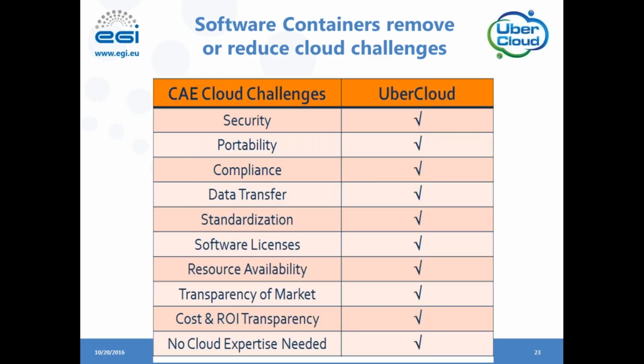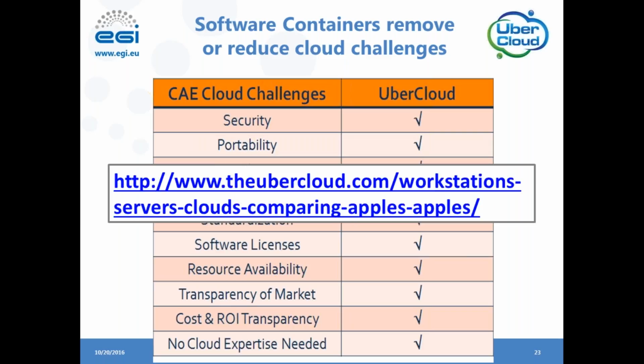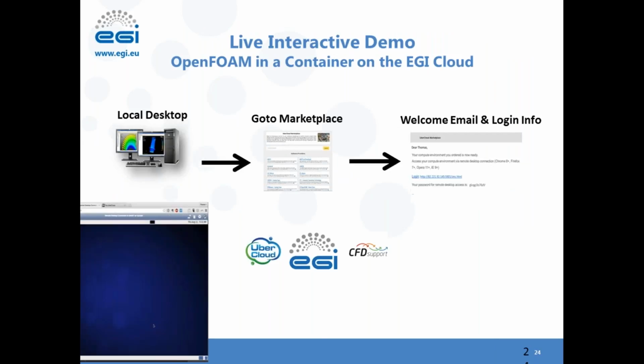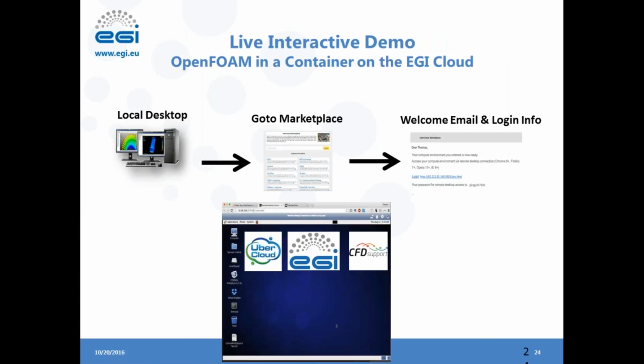There is an article on our website about that, and if you want to know more or want to read this article, please just send us an email, because that's a long story. This is the URL, but again, just send us an email. It is about workstations, servers, clouds, comparing apples to apples. You'll find it even if you type apples to apples or something like that and UberCloud into a search, you will find the article.